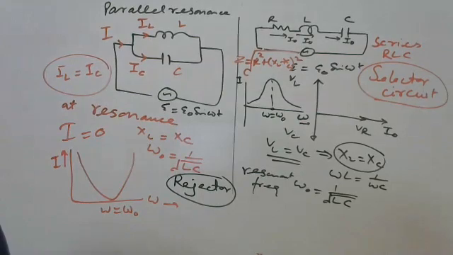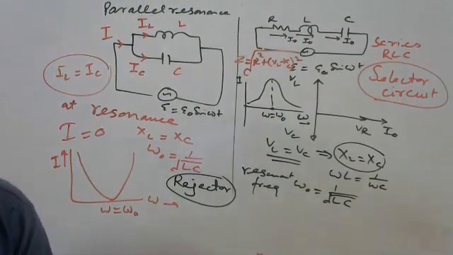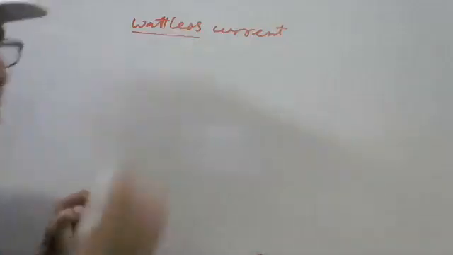Got this point? Any question? Can you tell me what is the use of this series RLC circuit and what is the use of this parallel RLC circuit at resonance only? Yes, anybody can tell what is the difference between? I have already discussed this in AC.